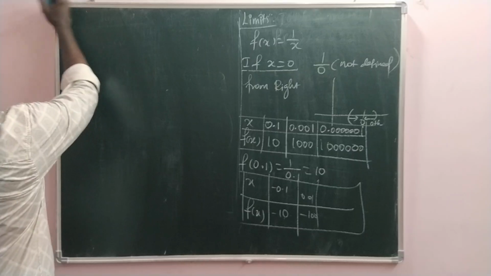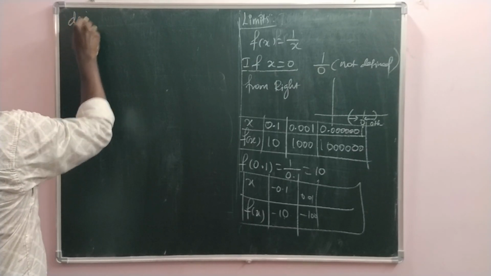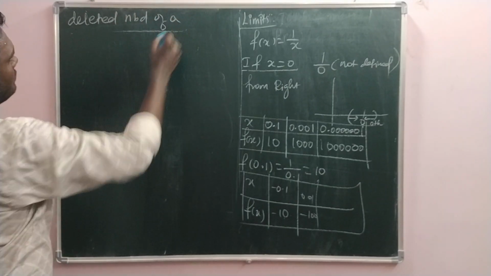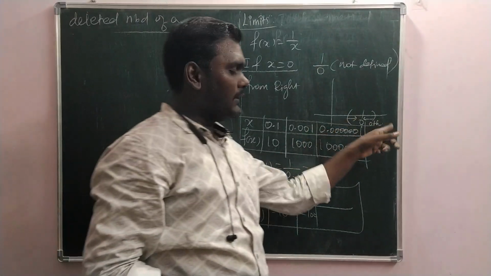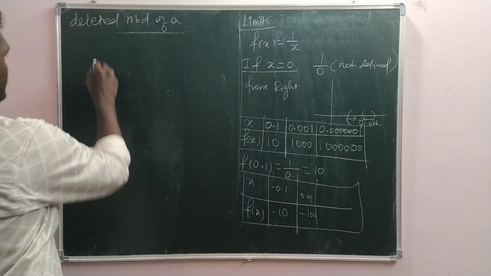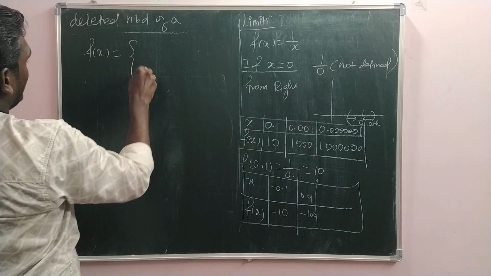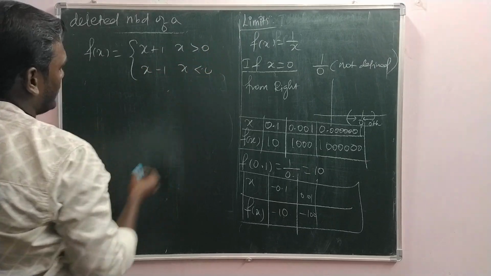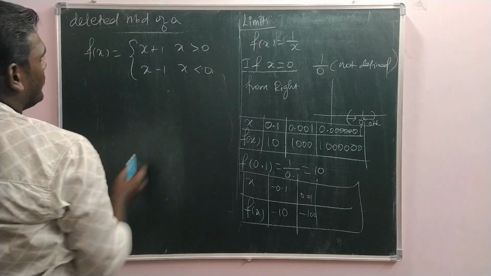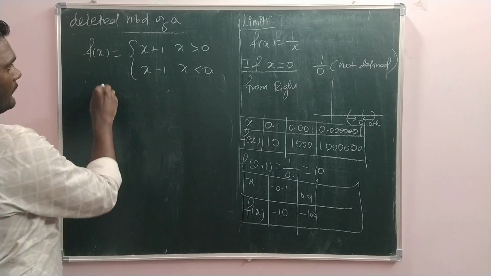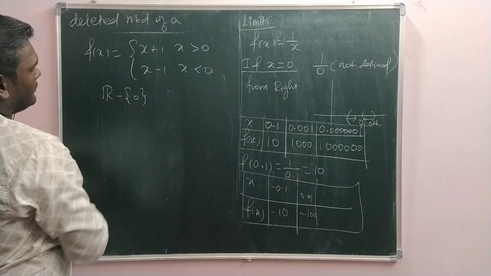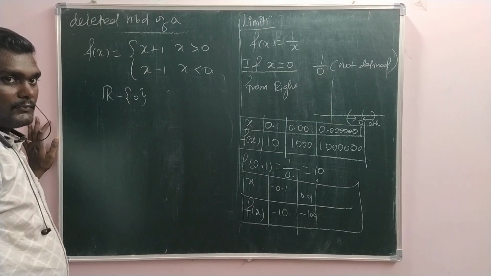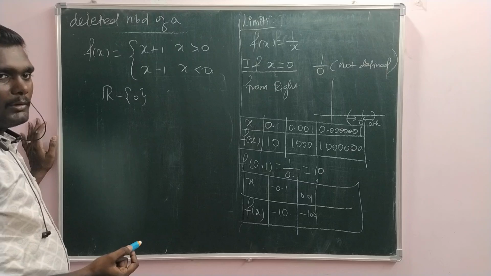I'll give you some more examples. The deleted neighborhood of a. As we have seen, when you approach from this side, it is not approaching. So you get f of x equal to x plus 1 if x is greater than 0, and x minus 1 when x is less than 0. As you can see, this function is defined on the real numbers except 0. Except 0, the function is defined for everything. So this kind of thing we call a deleted neighborhood of a point.